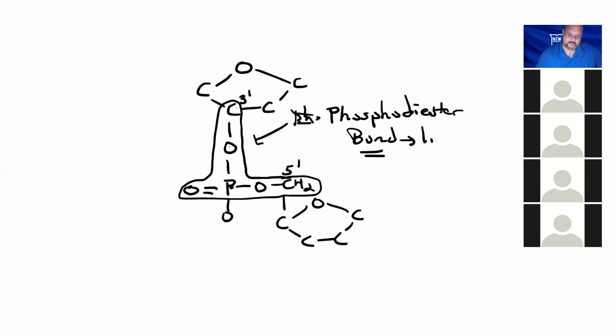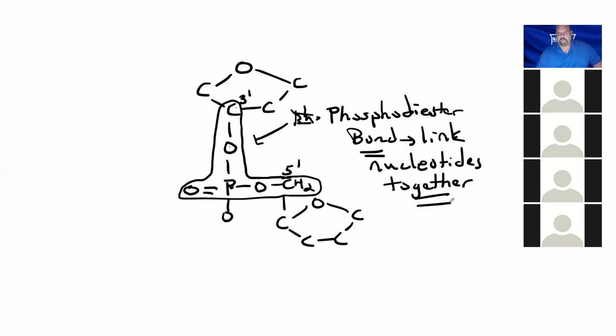And you have this when you link nucleotides together. We talked about when you're putting a nucleotide together, the phosphate connects to the sugar with a phosphate ester. The sugar connects to the nitrogenous base with a glycoside type bond. But here, when you link nucleotides together, you get a phosphodiester bond.